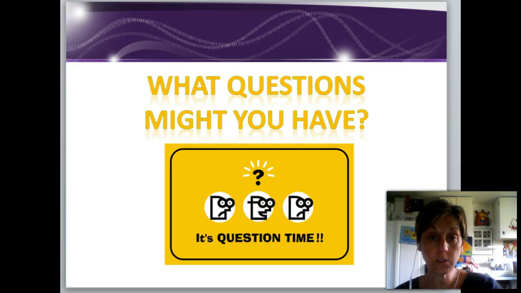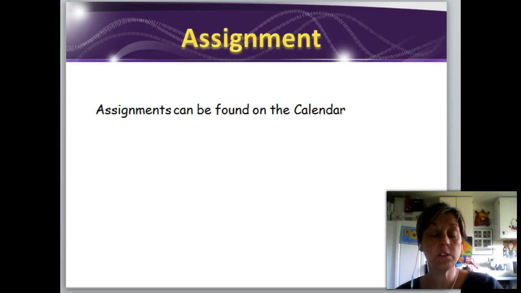Now, if you do have questions, please make sure that you come and see me. Your assignments can be found on the calendar. They can be found in the modules. Okay? The one assignment that you do have is the investigation, cutting it down.